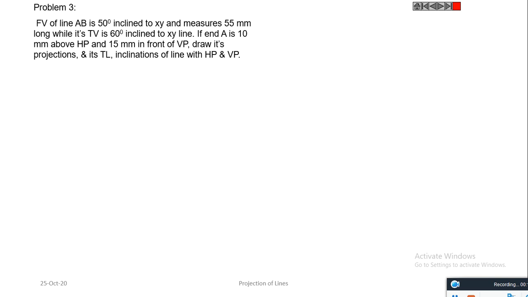Problem number 3. Front view of line AB is 50 degree inclined to XY line and measures 55 millimeter, while its top view is 60 degree inclined to XY line. If end A is 10 millimeter above HP and 15 millimeter in front of VP, draw its projections and its true length. The inclinations of the line with HP and VP, that is theta and phi, are also to be found out.